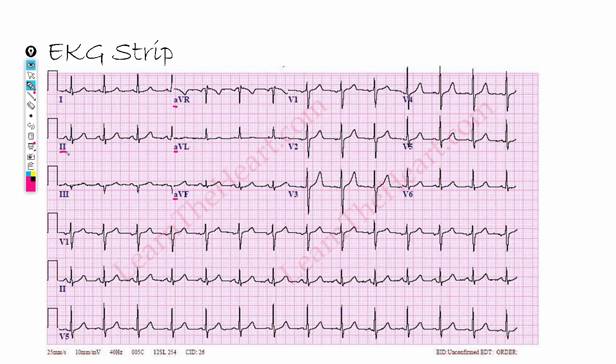So let me break this down. In lead 2, you notice the QRS complex is pointing upward, while when you look at AVR, the QRS complex is pointing downward. And notice lead V3. This is the QRS complex. It's pointing both up and down. Now, this is really weird, right? Why is it doing that?